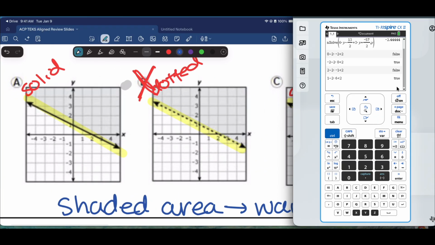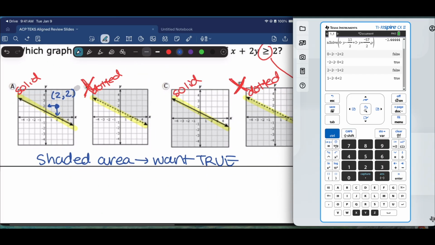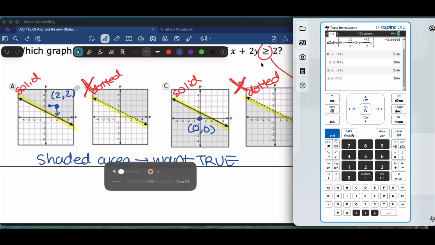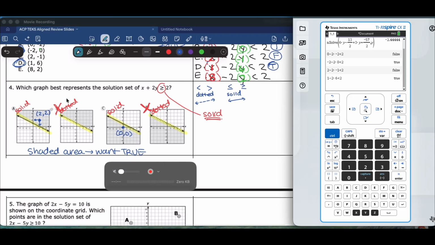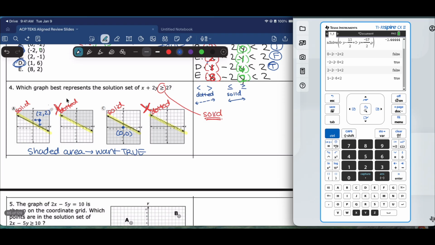What I really like is points right here, like this point right here, because my x is 2, my y is also 2. I love points like that. Or like right here, this is 0, 0. Okay? I like points where if we plug in any number, it won't be wrong. Because if you plug in 2, 2, they're the same. So I'm going to write x plus 2y greater than or equal to 2. Now, if I use my point 2, 2, this is answer choice A.